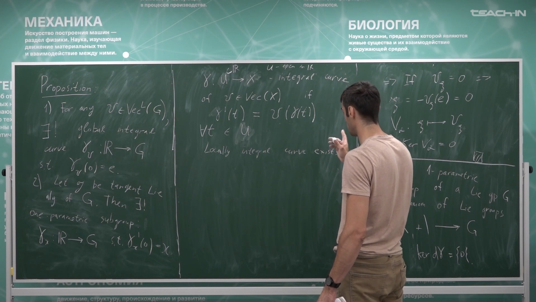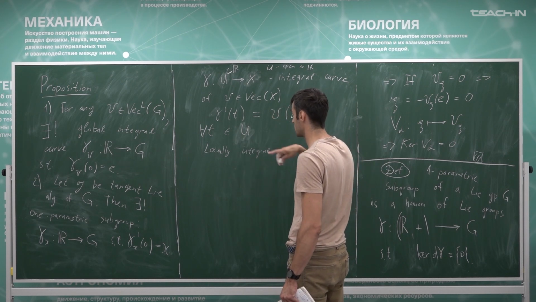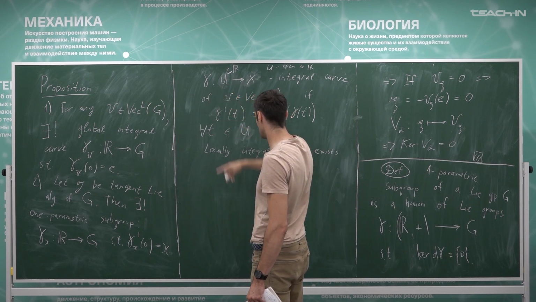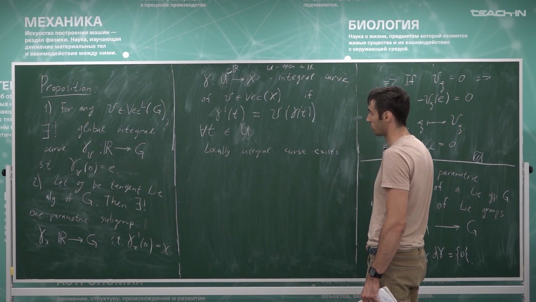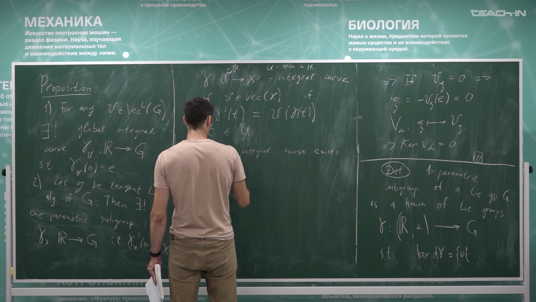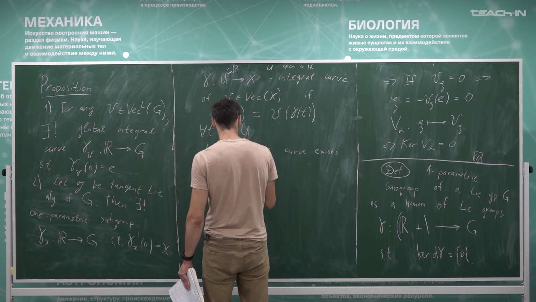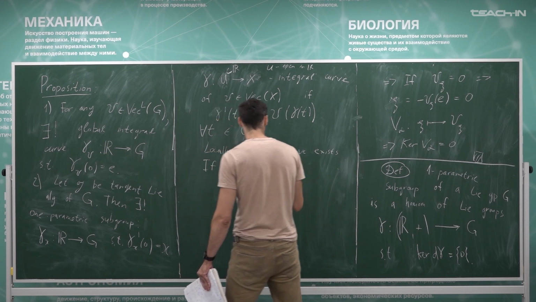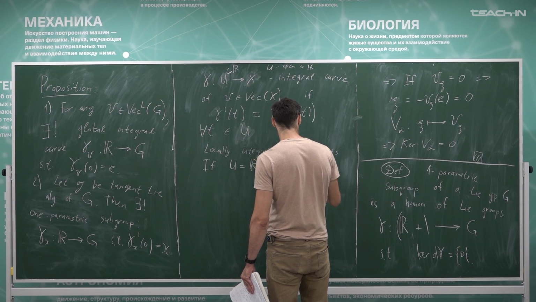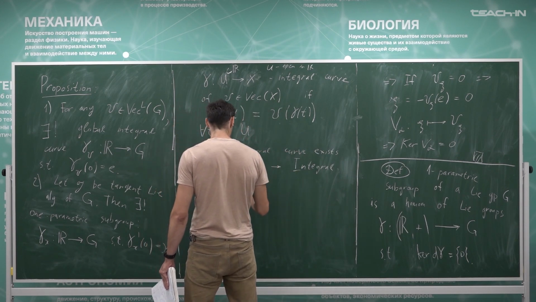So meaning for each point P, there is an integral curve going through this point, such that for some open U in R, this is the integral curve for this vector field. So if U is R, then our integral curve is called global.